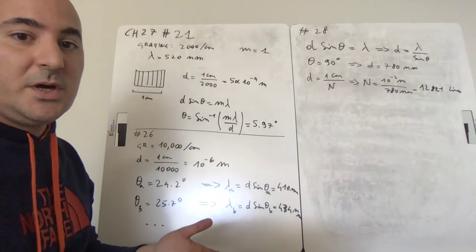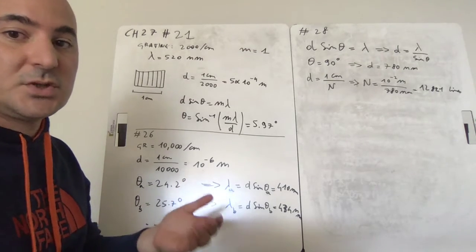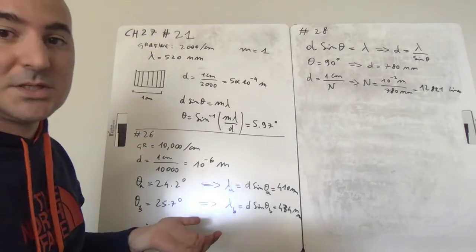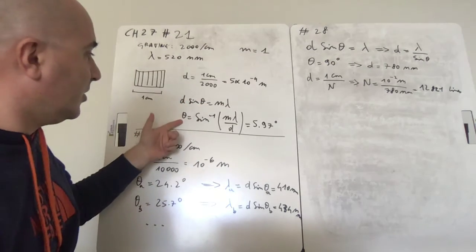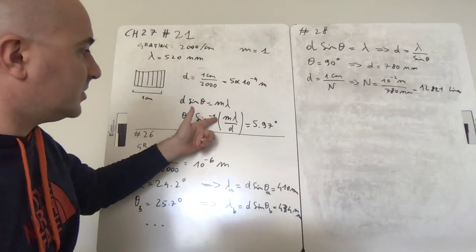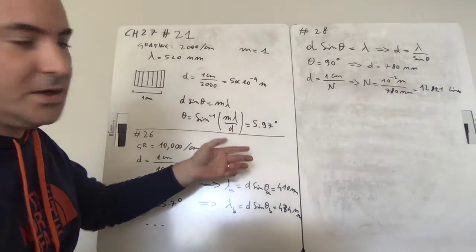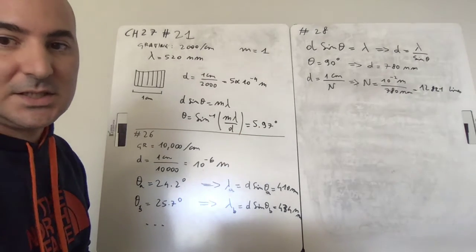The question asks, what is the angle of the first order? Well, this is the equation, d sine theta equals m lambda, where m is equal to 1. And so the angle of the first order is sine inverse of m lambda over d. Plug in the numbers that you have, and you get 5.97 degrees.